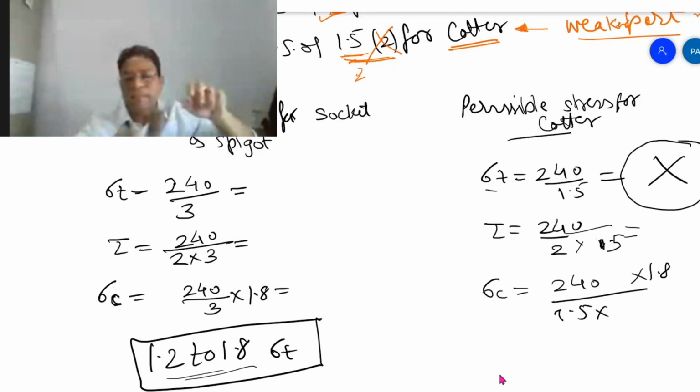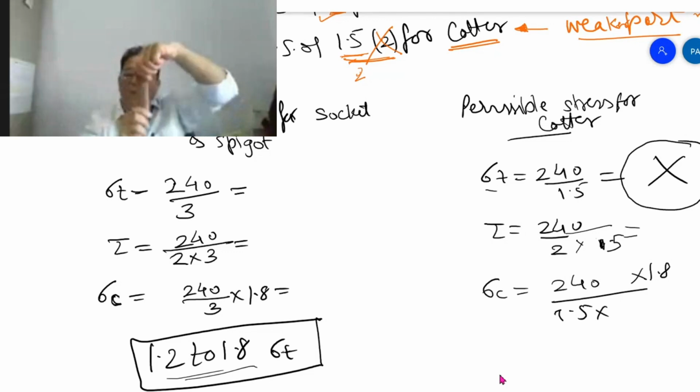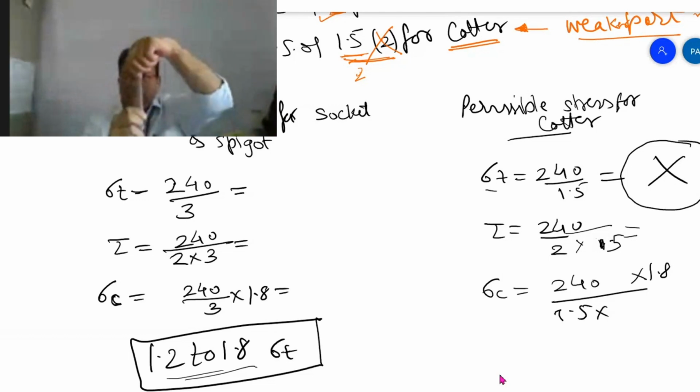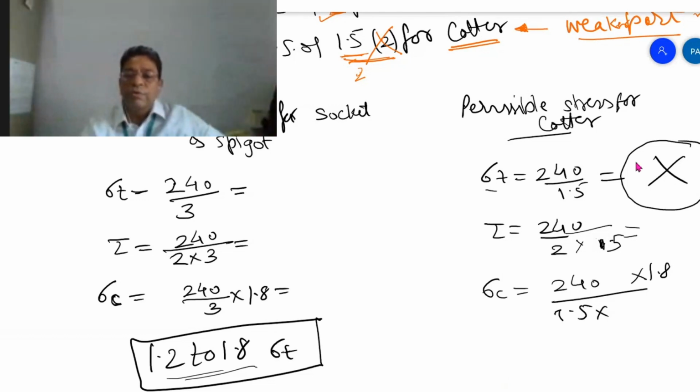So in the entire design, in the entire socket and spigot Cotter joint, we never pull the Cotter like this or like this. It is the same thing, I just changed the orientation. So we never pull it. So there is no question of Cotter failing in tension. So this sigma t for Cotter will never be used.